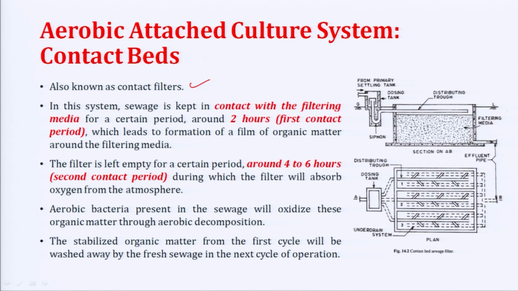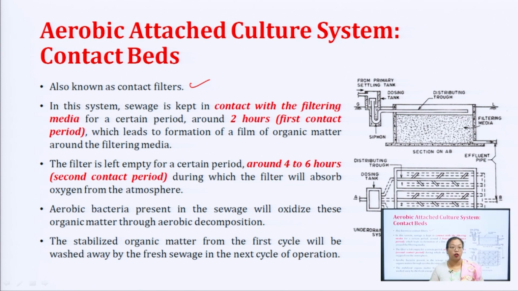So, what do you do in contact filters? You put the influent, keep it for a particular time, take out the influent, keep the filter empty for a longer period of time, and then again you put it in and start the process again. In this system, the sewage is kept in contact with the filtering media for a certain period of time, around 2 hours. This is the first contact period. So, in contact beds, what you have to remember is that you have contact periods here.